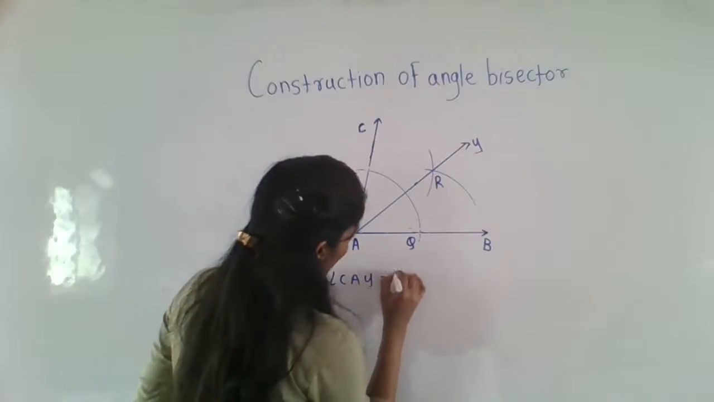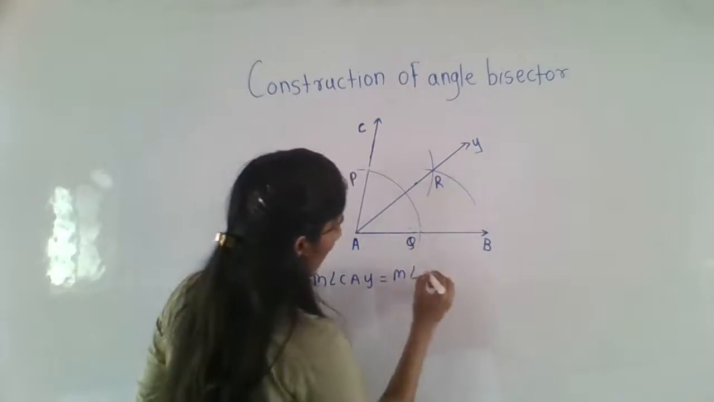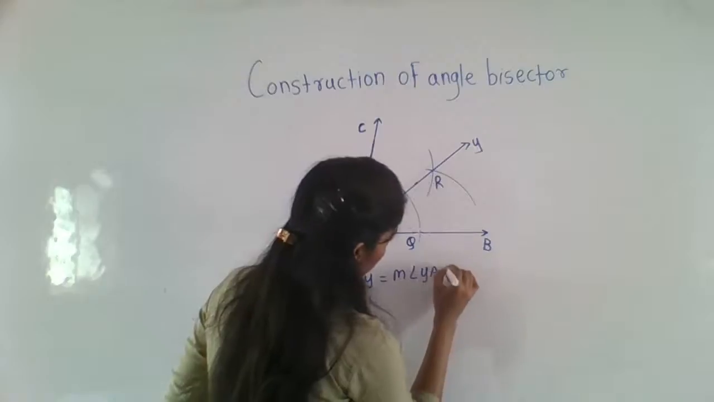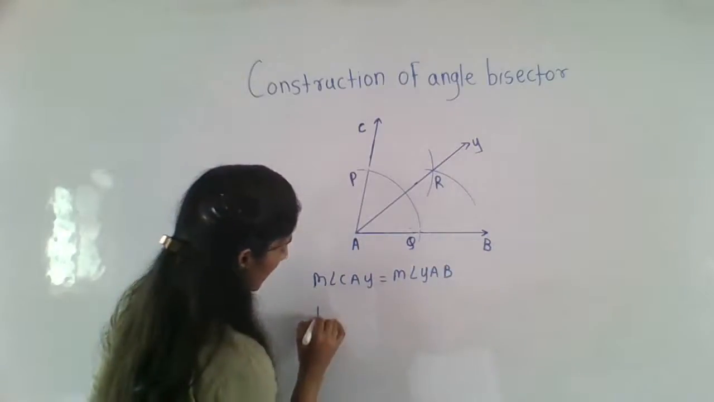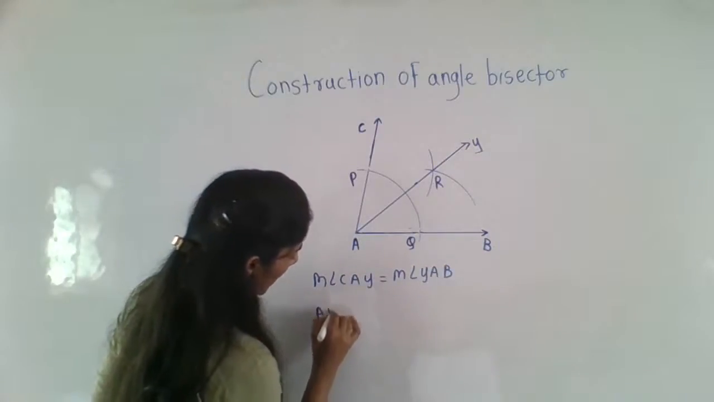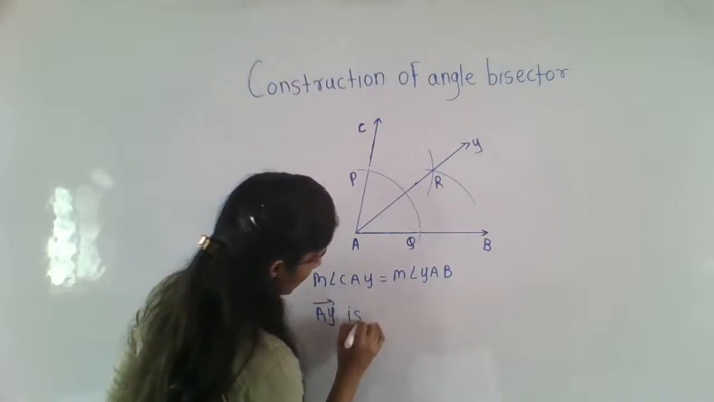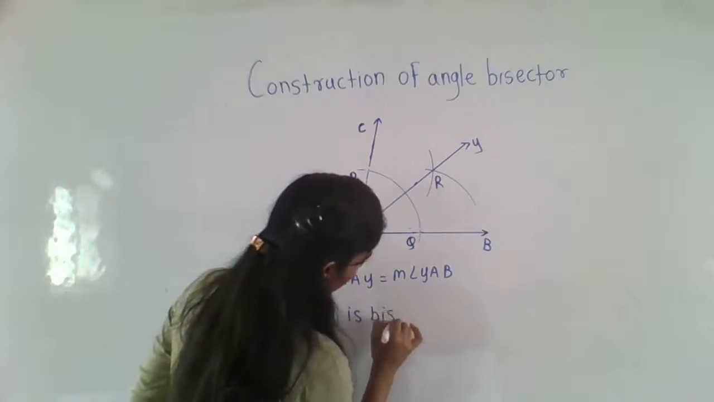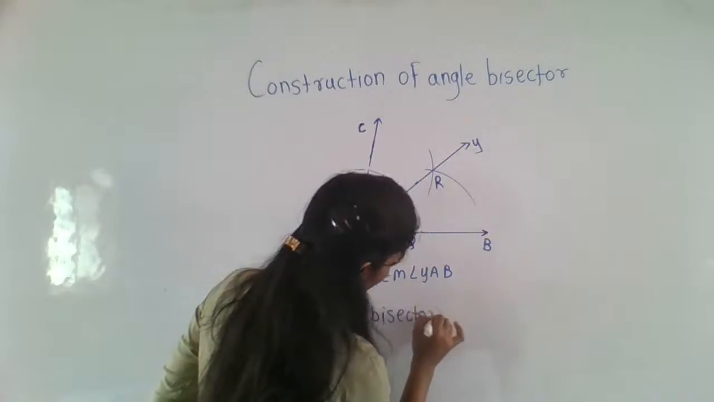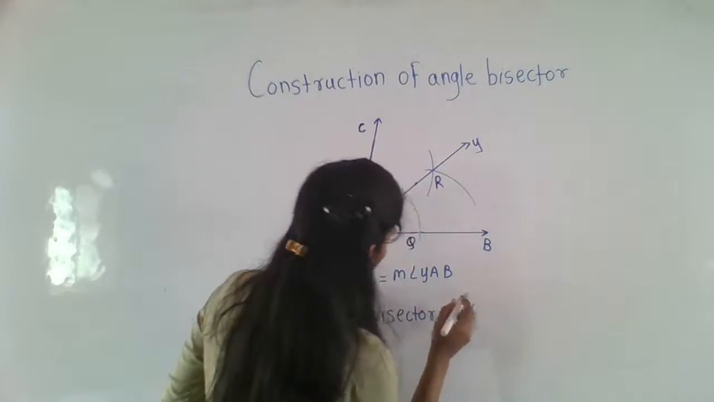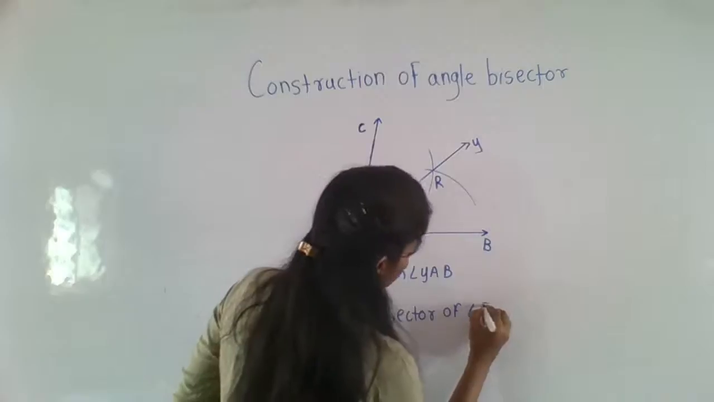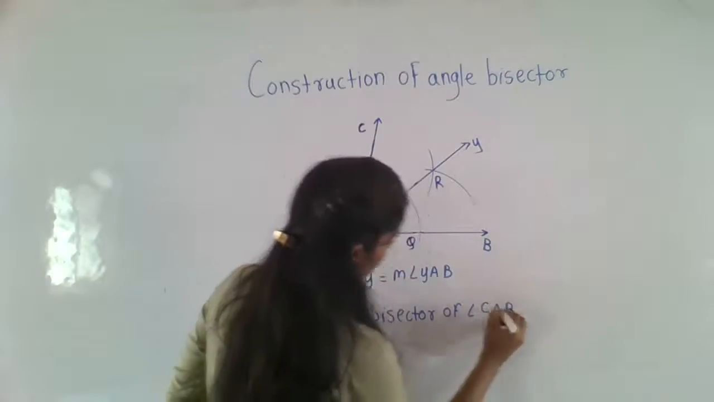You can say that the measure of angle CAY is equal to the measure of angle YAB, and ray AY is the bisector of angle, which angle, that is CAB.